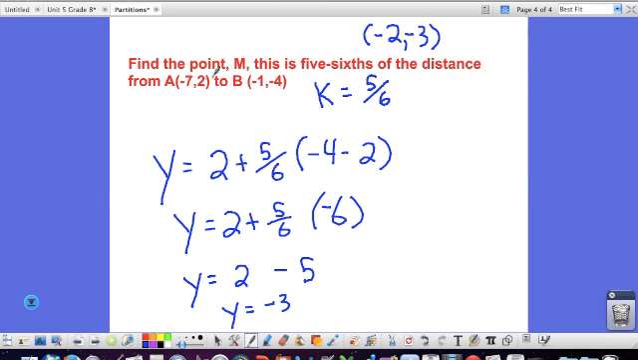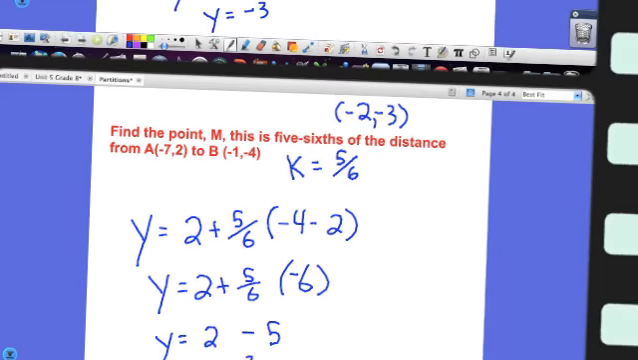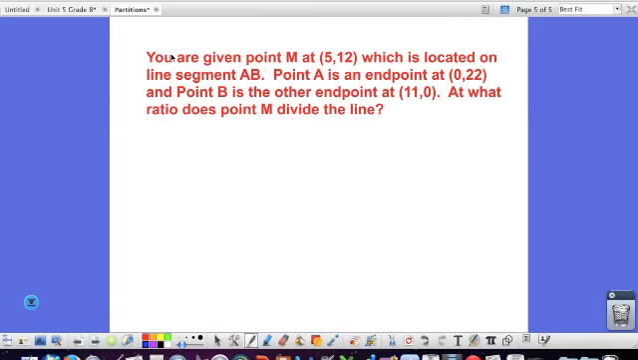That's the point on a line that I can draw from (-7, 2) to (-1, -4) that is 5/6 of the distance starting at A and going to B. Next problem, we're given something a little different. The point M is at (5, 12), located on a line segment AB. Point A is an endpoint at (0, 22) and point B is the other endpoint at (11, 0). At what ratio does point M divide the line?